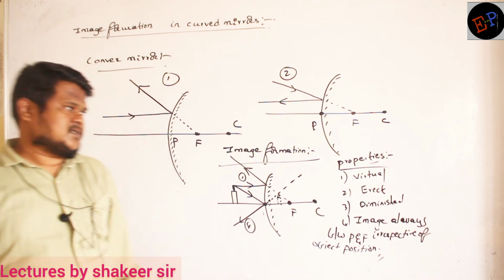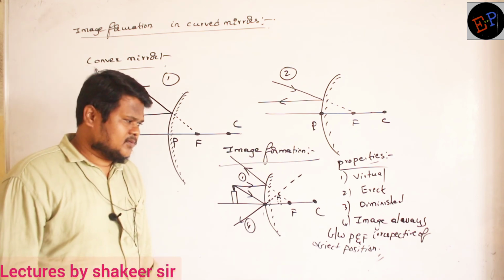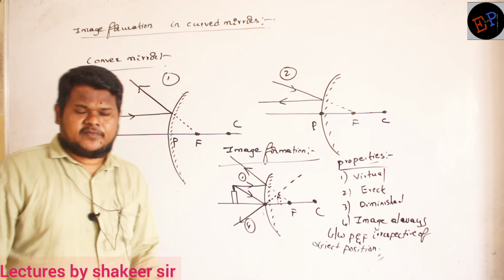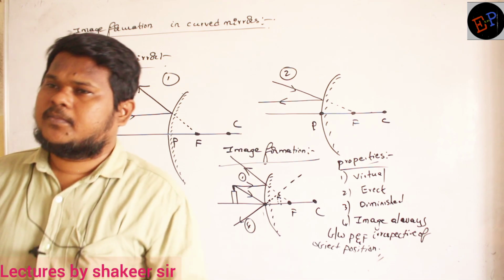Fine? That's all. This is about image formations, ma? In the next class, we will do some problems related to the mirror formula, 1/v + 1/u = 1/f. Okay? Then we will study about magnification.